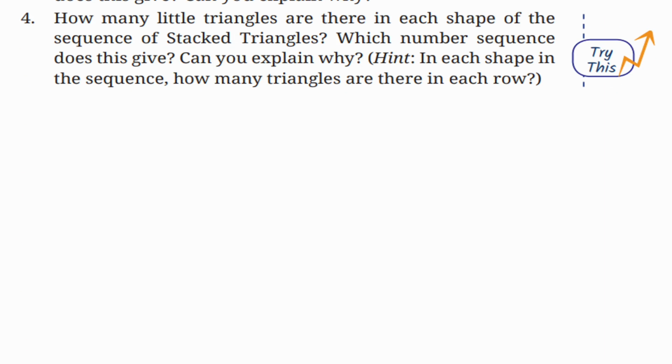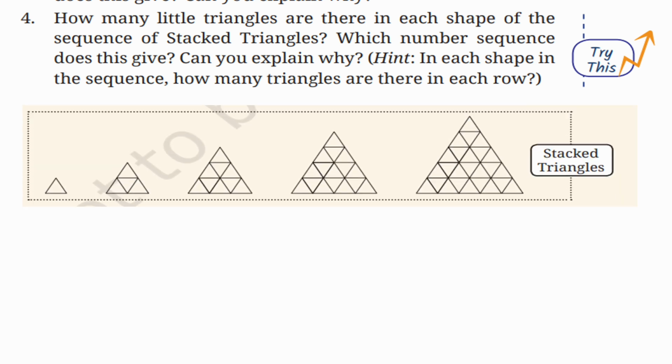How many little triangles are there in each shape of the sequence of stacked triangles? Which number sequence does this give? Can you explain why? See, we have given stacked triangles. We have to find the number of little triangles in each shape of the sequence of stacked triangles. So, in the first stacked triangle, how many little triangles are there?